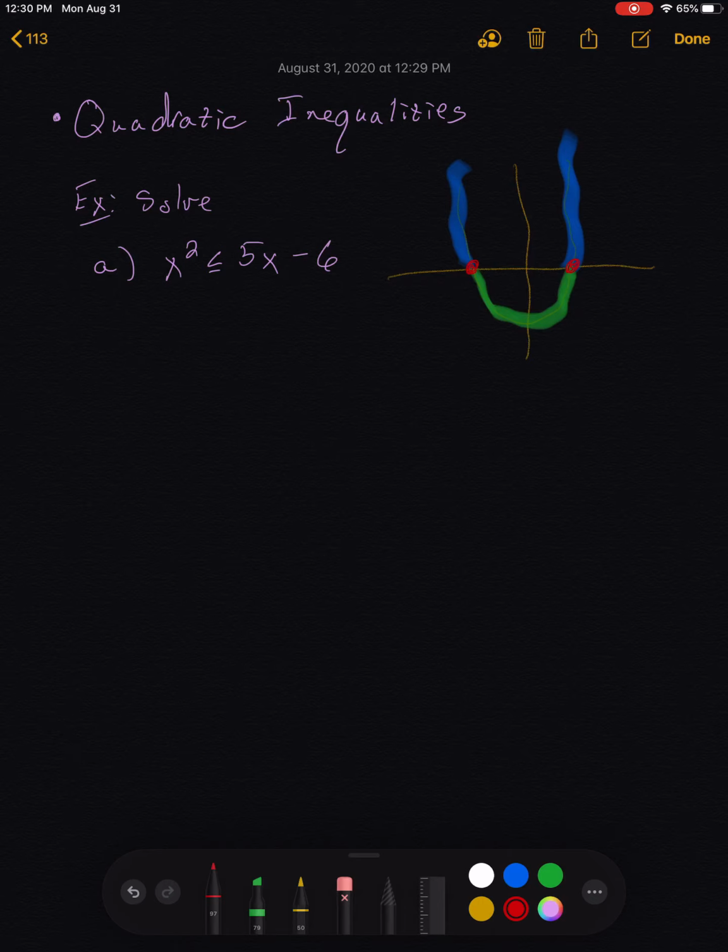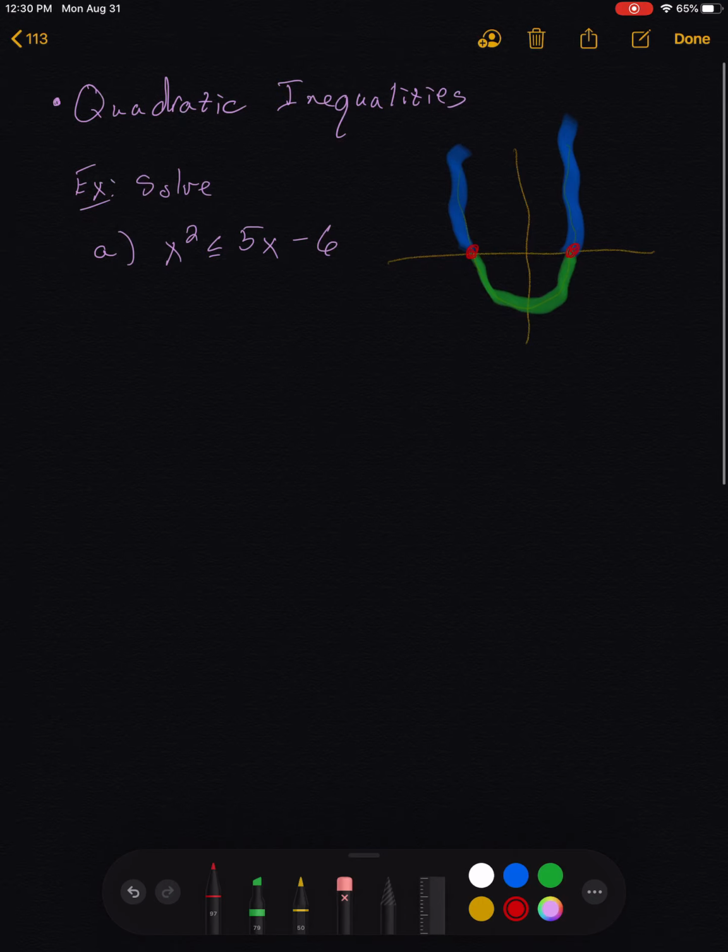Okay. I should point out that this little sketch here would be any random parabola, not necessarily the one in example A. So I don't want you to look at that and go, wait, that's not x squared minus 5x plus 6 or whatever. That wasn't my intention. Okay, so let's take a look at how this process works then.